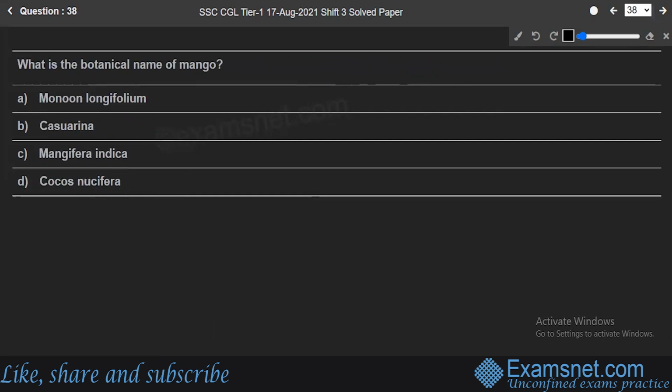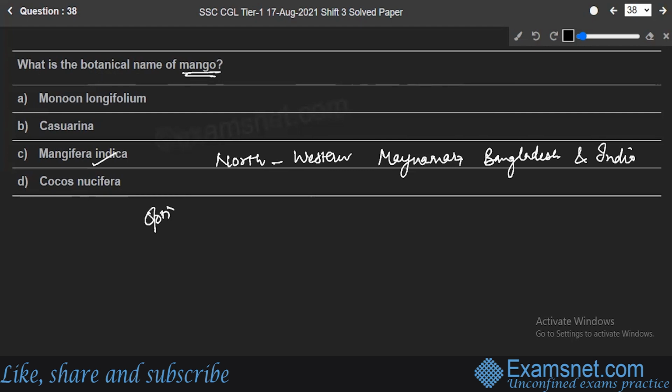What is the botanical name of mango? Is it Mimusops longifolium? Is it Casuarina? Is it Mangifera indica or Cocos nucifera? What is the correct answer to the question? Well, the botanical name of mango is Mangifera indica. Mangoes are believed to have originated from the region between northwestern Myanmar, Bangladesh, and India. So, the correct answer to our question is option C. Alphonso mango is also known as the king of mangoes. So, let's move to the next question, 39.